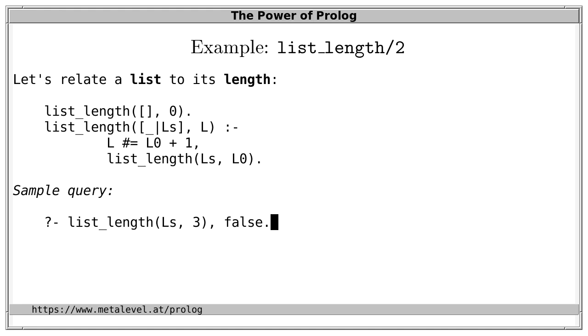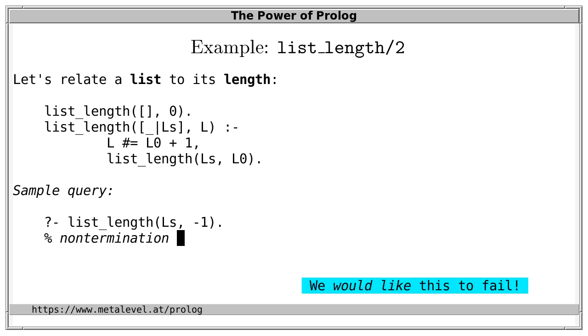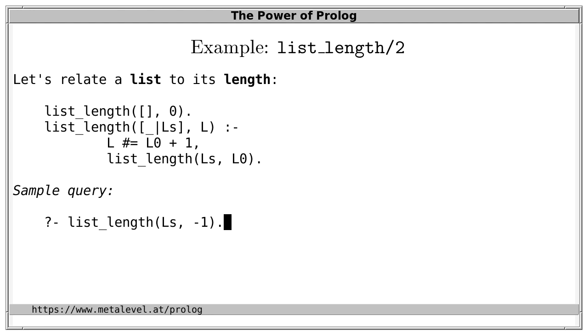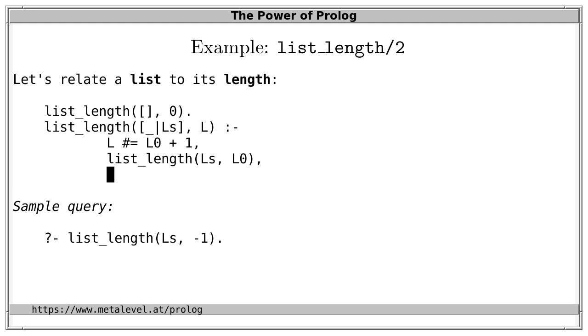First, what about trying a different sample query? Say, are there any lists with length -1? And when we post this, we also get non-termination. However, we'd of course like the query to fail, because there are no lists with length -1. So let's state this explicitly. We simply state this as a constraint on the length L, because that's how we program in Prolog. We state what holds under what conditions. So we state that the length L must be greater than 0 for the second clause to apply.